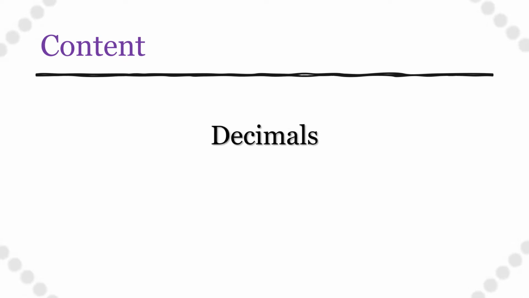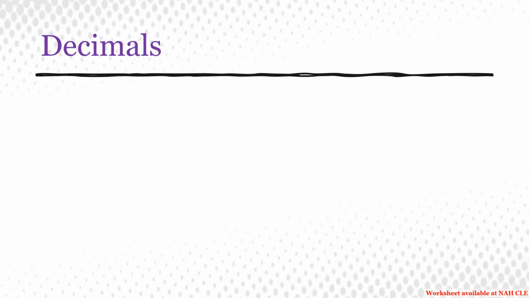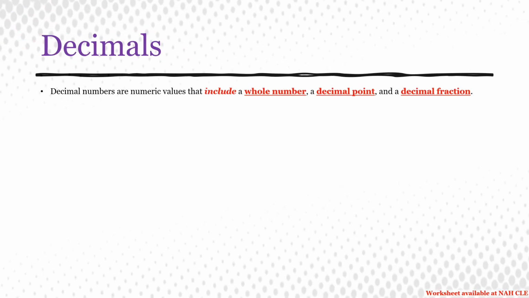Content. We will be going over decimals, trailing and leading zeros, and rounding. Decimals. Decimal numbers are numeric values that include a whole number, a decimal point, and a decimal fraction.